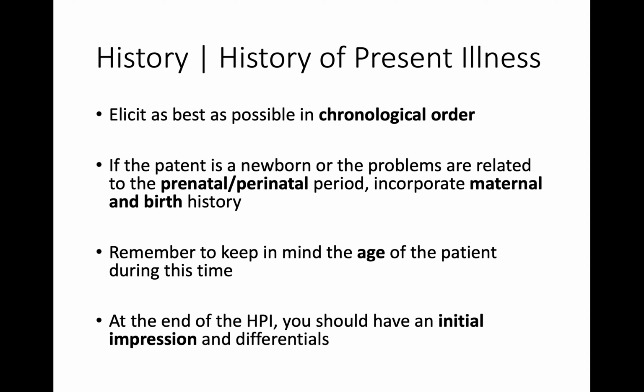So if the patient is a newborn or the problems are related to the prenatal or perinatal period, you have to incorporate the maternal and birth history, and I'll go over that in a later slide. So keep in mind the age of the patient during the time you're eliciting this HPI. At the end of your HPI, before you begin any sort of ROS and the rest of the history, you should have at least one initial impression, and begin to formulate your possible differentials based on the HPI of the patient.